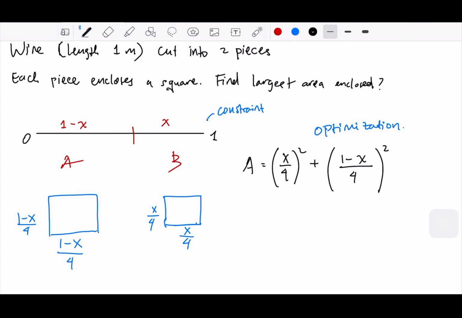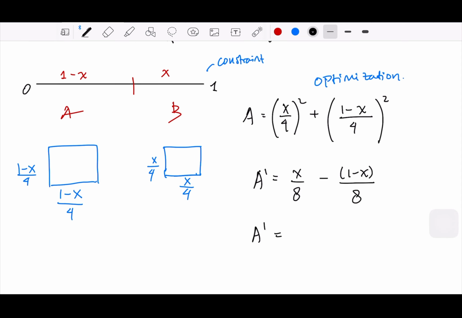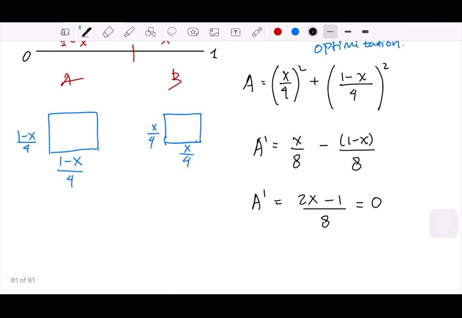So take the derivative. x squared becomes 2x. 2x over 16 is x over 8. And then negative x, negative 2x, is similar but minus, right? And then probably we will have 2x minus 1 divided by 8. Let's set this equal to 0. And we get x equal to half, right?